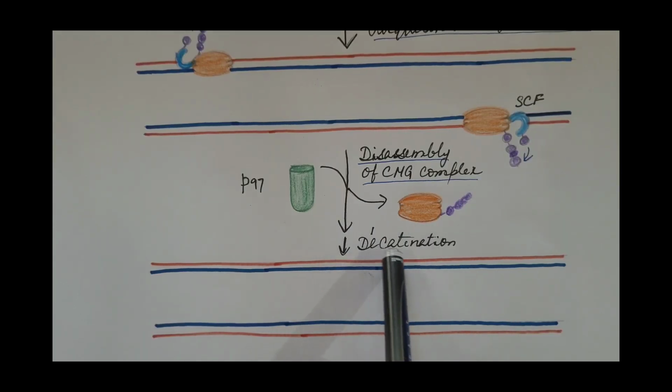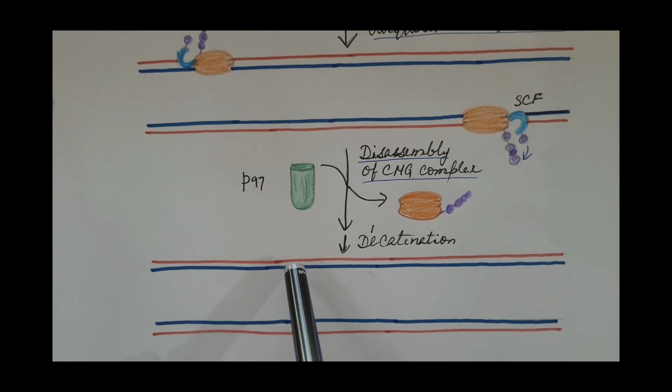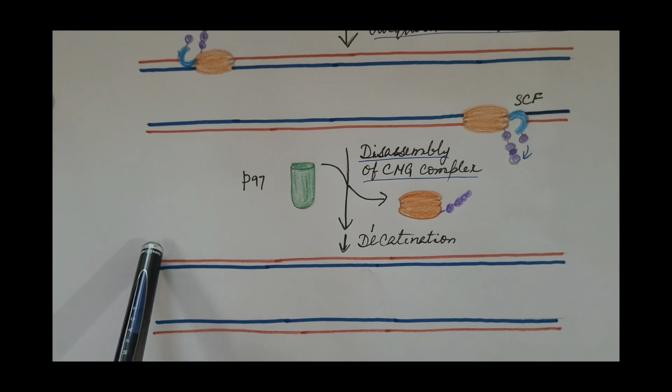This is followed by the decatenation of the newly synthesized strands. That is, if any catenanes are present between the newly synthesized strands, then they are removed by topoisomerase 2, and hence the two newly synthesized strands are separated. And this gives two double-stranded DNA molecules.